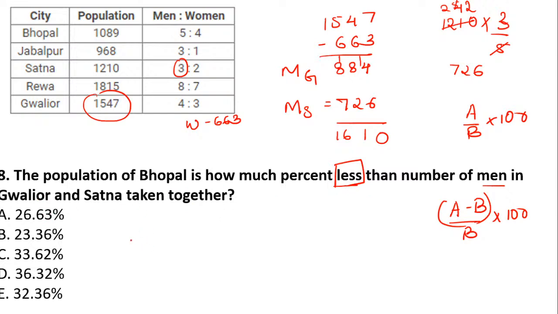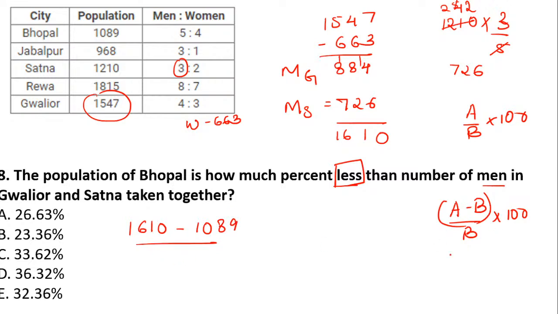So Bhopal population is how much? 1089. So the bigger number I am going to write is 1610 minus the population of Bhopal, 1089. Now comes the bigger question. What is the bigger question? Ma'am, should I write 1610 here or 1089?